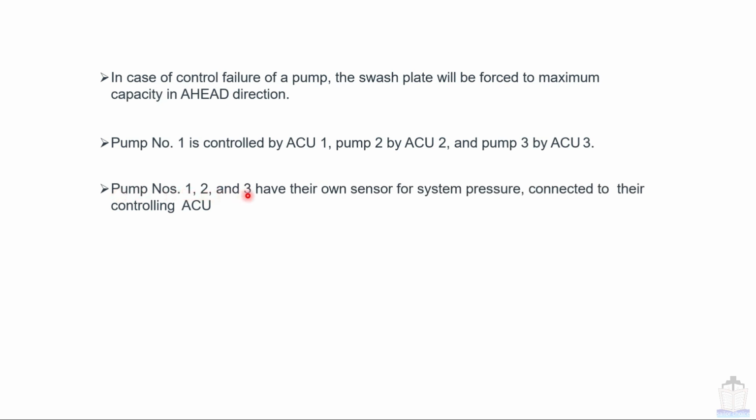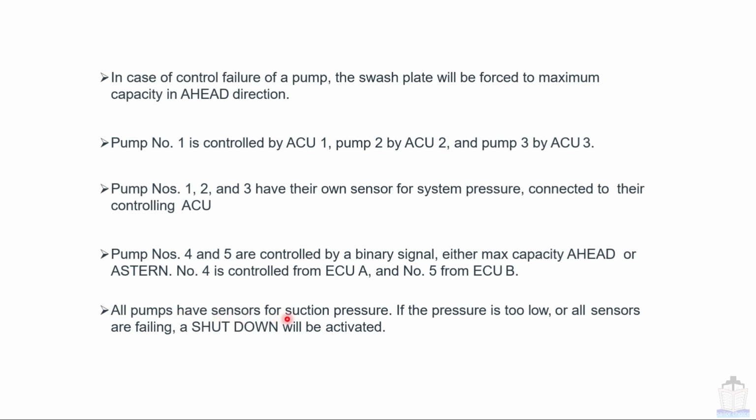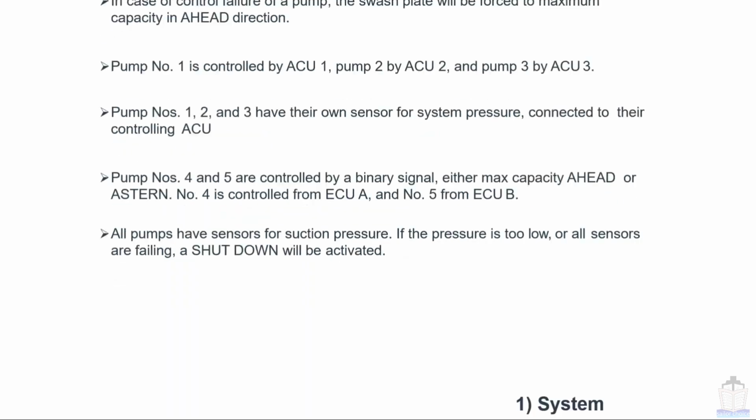Pump number 1, 2 and 3 have their own sensor for system pressure connected to their controlling SU, meaning the LP and HP pressure sensors. Pump number 4 and 5 are controlled by binary signals, either maximum capacity ahead or astern. Number 4 is controlled from ECU-A and number 5 from ECU-B. All pumps have sensor for suction pressure. If the pressure is too low or all sensors are failing, a shutdown will be activated. Regarding this, we have already discussed.